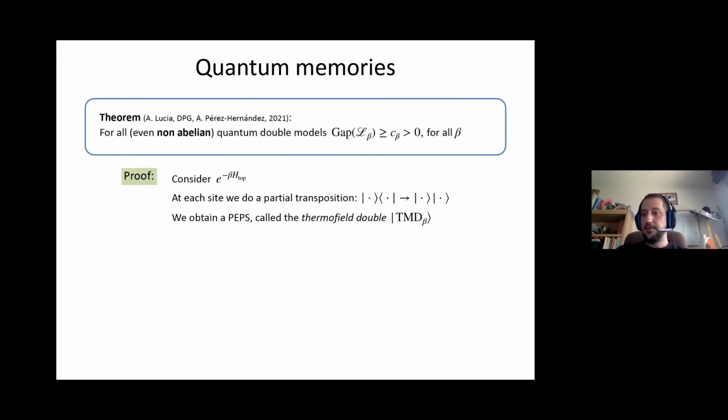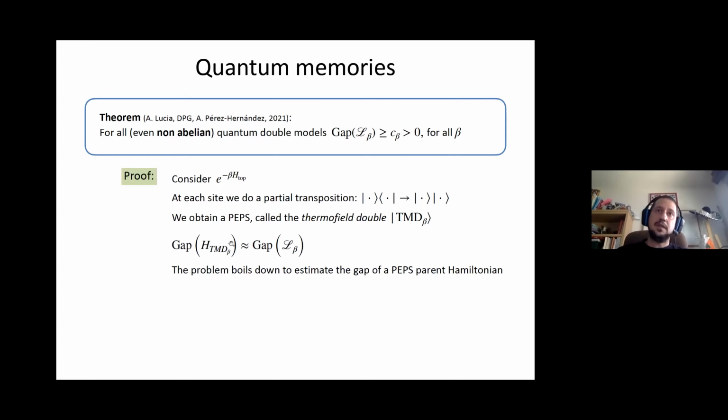Okay, how does the proof go? Consider our thermal state, and what we do is consider a purified version of it, called the thermofield double. At each site we do a partial transposition, so that what was a ket-bra becomes a ket-ket, and we have an associated pure state. It's easy to see that because these quantum Hamiltonians have commuting terms, what we obtain is exactly a PEPS, a tensor network state.